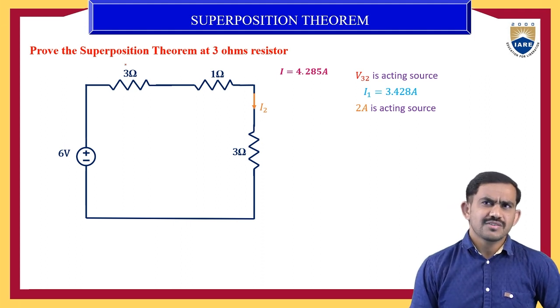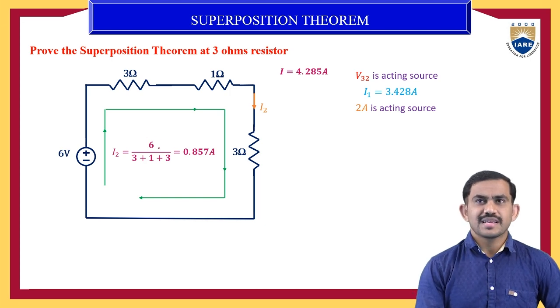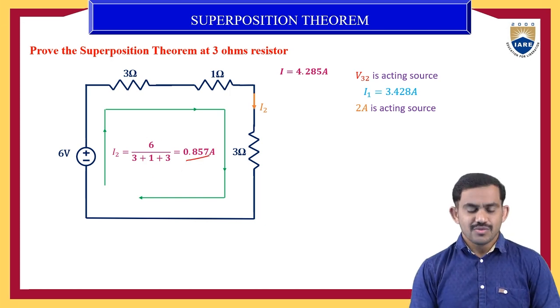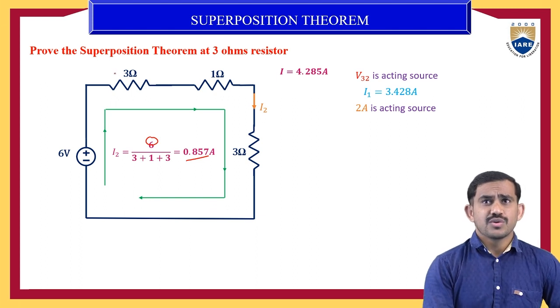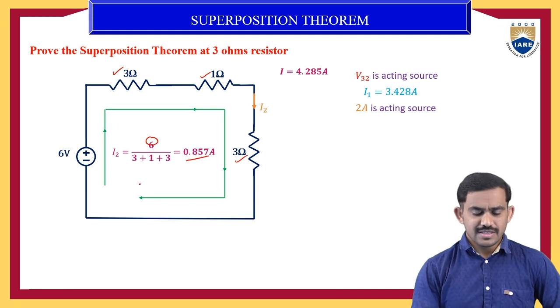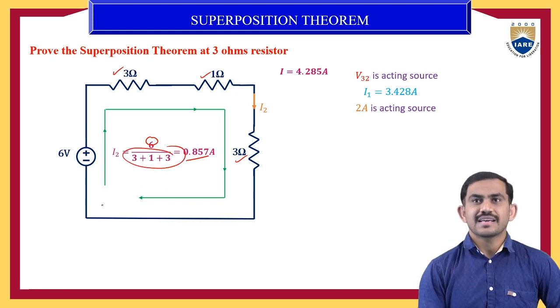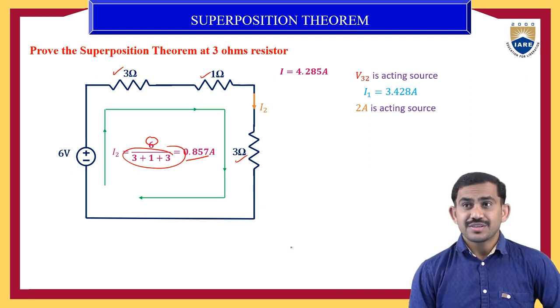One loop means only one current, and that current is the I2 current. So what is the I2 value? Voltage by resistance gives the answer. The voltage value is 6 volts, and the total resistance in this branch is 3 plus 1 plus 3, which is 7. So 6 by 7 gives 0.857 amps. Okay, so now I know the I2 value.